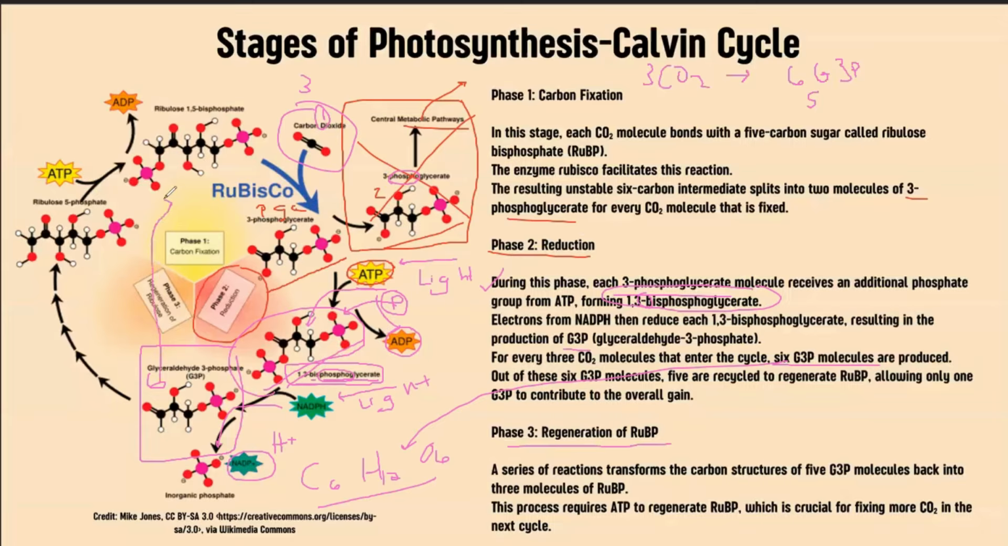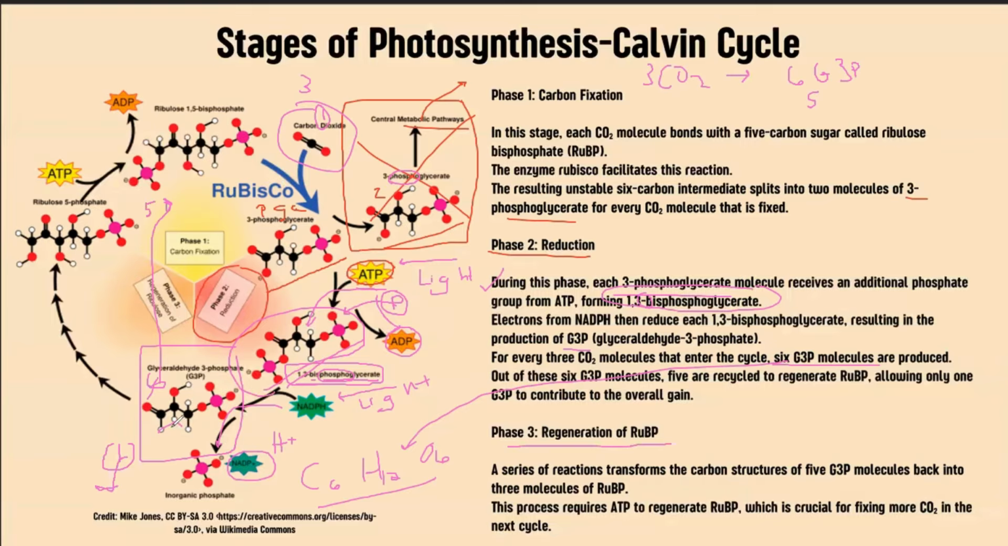RuBP is up here. So we need to note that 5 are going to be sent this way to create RuBP. And one of these G3Ps is going to be released. And the one that is being released, remember there's 3 carbon here, is going to end up building glucose because it's going to end up being released.